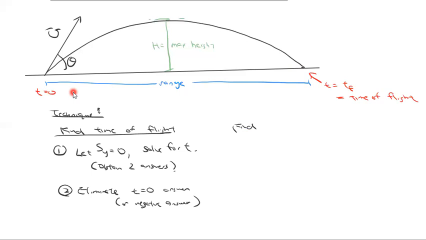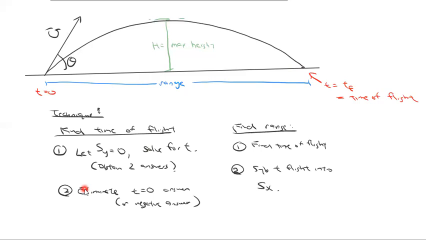To find the range, your first job is to find the time of flight. We've already covered that, so I won't redo it. So find the time of flight first, and then sub the time of flight into Sx.